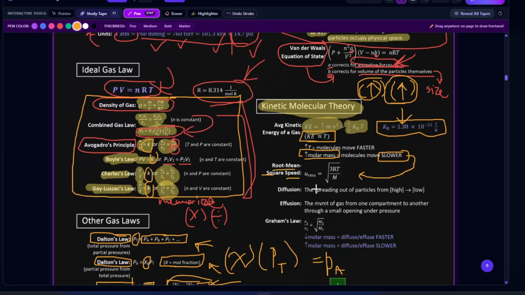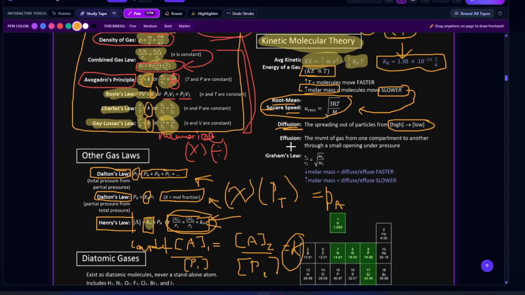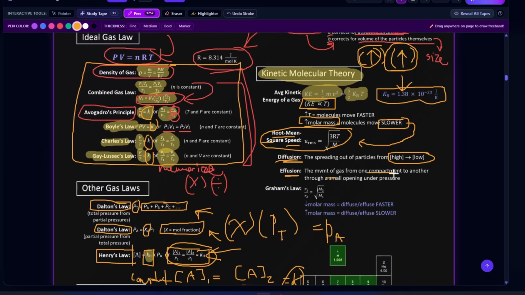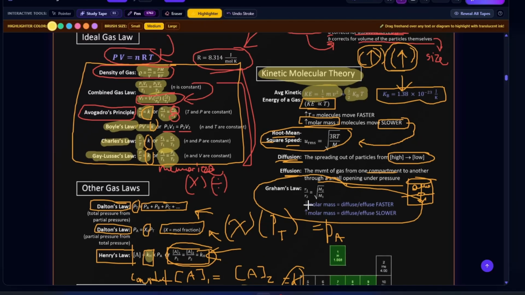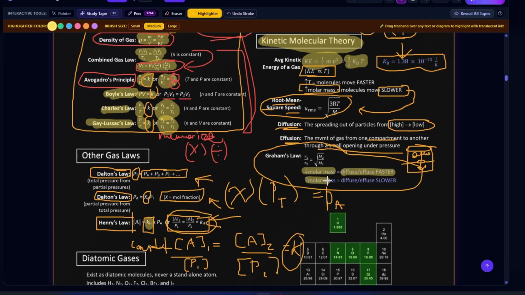Speed, root mean square speed. So let's say you have particles that are trying to diffuse from an area of high concentration to an area of low concentration. That's diffusion, or effusion even, the movement of gas from one compartment to another through a small opening. So let's say I had this tiny opening and there was gas on this side, and to go through it, that's effusion. And so Graham's law helps you mathematically realize that if you have low molar mass, it would diffuse or effuse faster. But if you had high molar mass, then you get diffusion or effusion going slower.